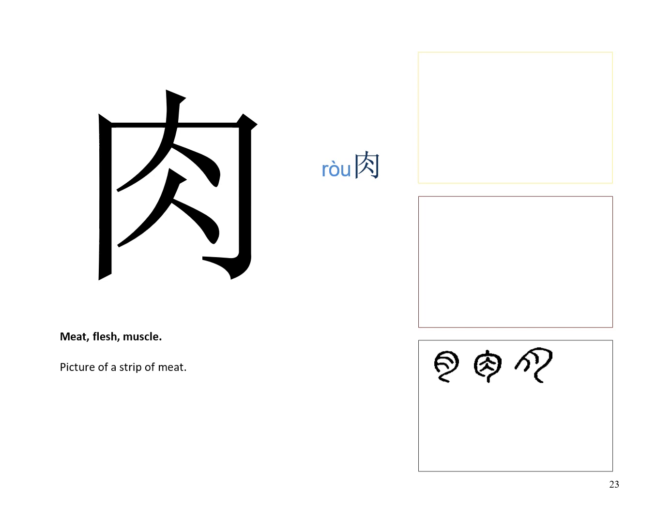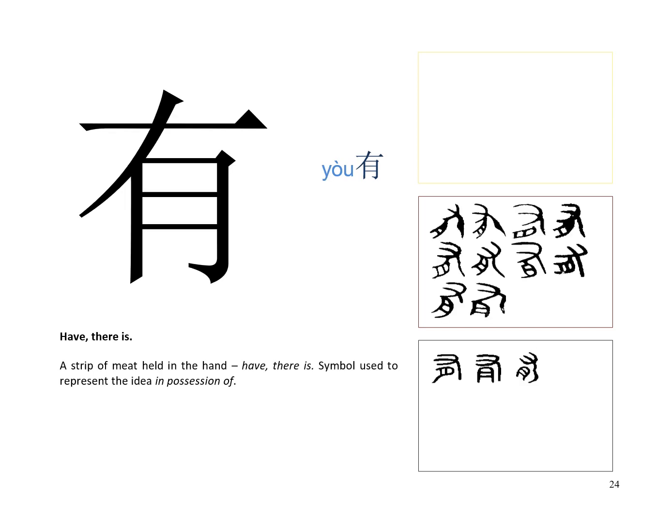Means meat, flesh, and so on. Obviously, the image of a strip of flesh, meat, muscle, a picture of a strip of meat, raw. See the image on the right and see what it has become in the brush-based form of writing on the left. Here you have the symbol of a hand together with the symbol of a piece of flesh, a strip of meat, and the meaning is to have. That is, when you're holding a piece of meat in hand, you have that piece of flesh or meat in hand. So the meaning is have, there is.